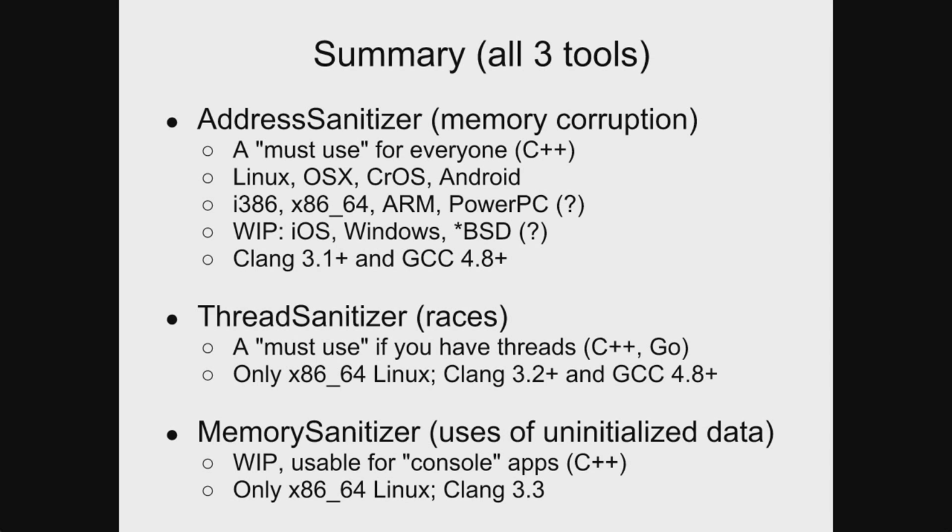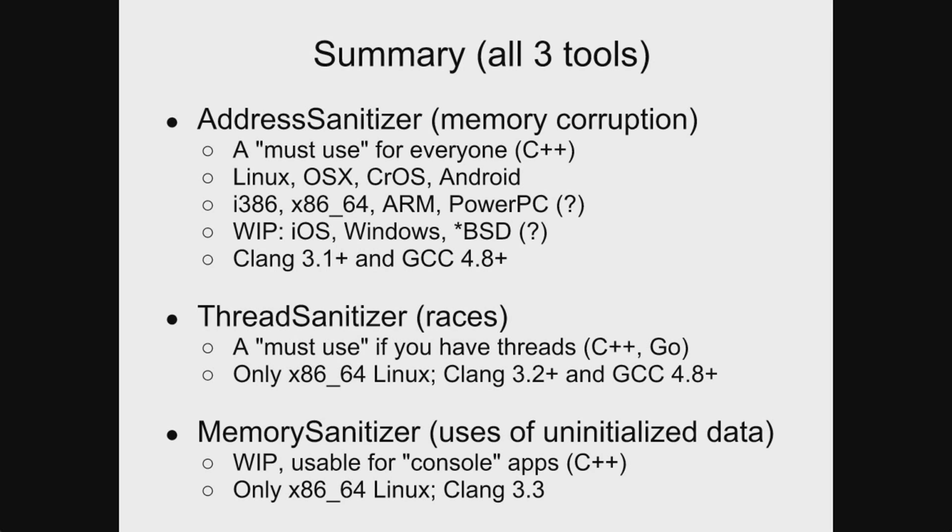So to summarize what I just told, we have 3 tools for C++ and one of them also for the Go language. ASan, as we believe, is a must-use for everyone who is developing or testing C++ or C programs. Today it works on Linux, OS X, Chrome OS, and Android, on x86, on ARM, and a little bit on PowerPC. Work in progress is iOS, Windows, BSD clones, etc. And this is a part of 2 major open source compilers, Clang and GCC.